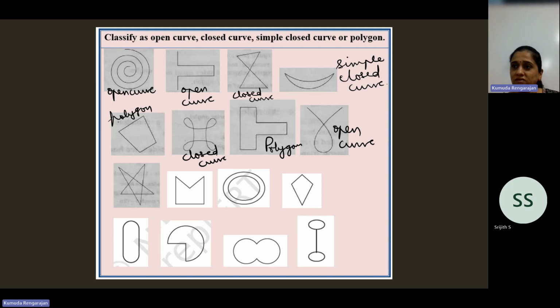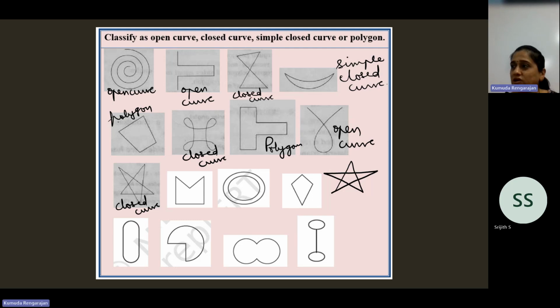Is it a simple closed curve? No, but it's a closed curve, because you can draw it without lifting your hand, like this. Correct? So this one is a closed curve. It's a closed curve, but it's not simple because it's crossing over itself. If it is not simple, then it cannot be a polygon. A polygon has to be simple. So this one is a closed curve.